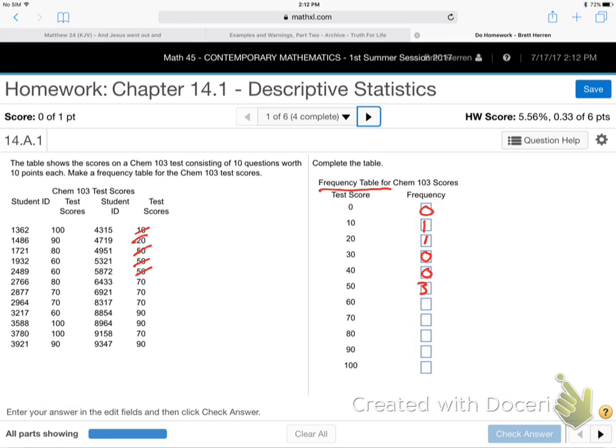How many 60s? 1, 2, 3, 4. Four 60s. How many 70s? 1, 2, 3, 4, 5, 6. How many 80s? 1. How many 90s? 1, 2, 3, 4, 5. And how many hundreds? 1, 2, 3. That's it. That's all they want, first off.